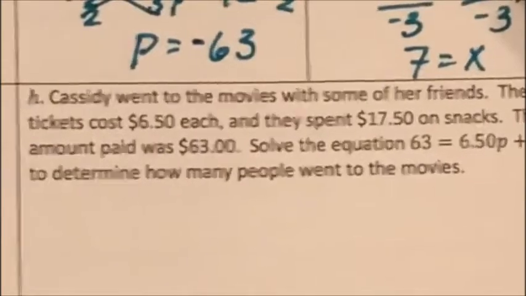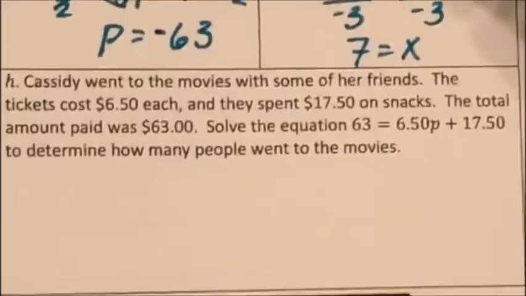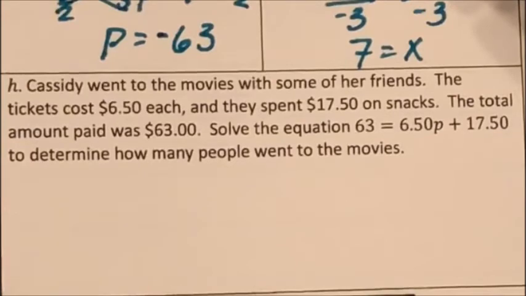Okay. Letter H, zoom out a little bit. Okay. Cassidy went to the movies with some of her friends. The tickets cost $6.50 each, and they spent $17.50 on snacks. The total amount paid was $63. Solve the equation 63 equals 6.50p plus $17.50 to determine how many people went to the movies.